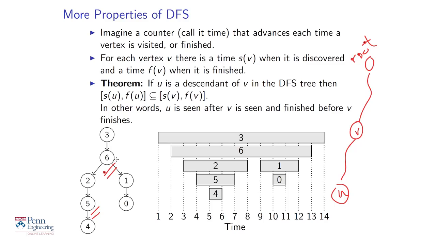So this is a nice nesting property of the active durations of different vertices. They all nest within each other, or they're completely disjoint from each other. So, for example, the duration that 2 is active is completely disjoint from the duration that 1 is active. So for any two vertices, either their durations of being active are completely disjoint from each other, or they're nested within each other. This is a property of DFS.